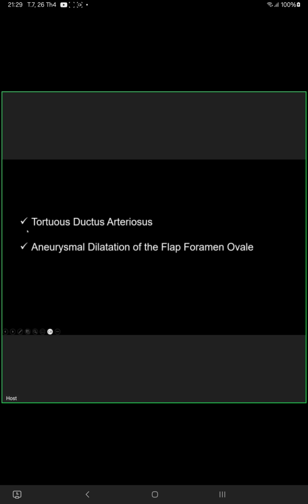Two reasons for this situation. The first, tortuous ductus arteriosus, because high pressure in afterload, and aneurysmal dilatation of the flap of foramen ovale, the high pressure, the preload. And both of them were there in this baby. After delivery, absolutely normal heart.